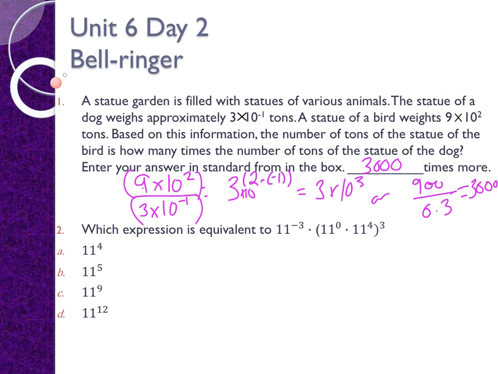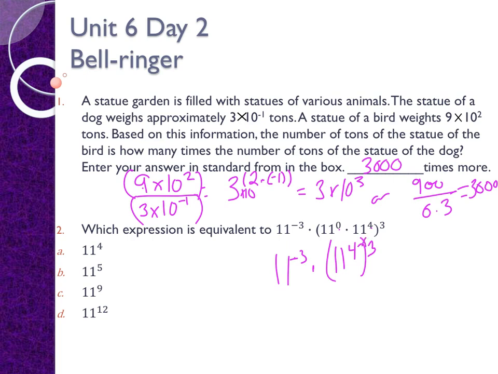Which expression is equivalent to 11 to the negative 3 times 11 to the 0 power times 11 to the 4th power, all raised to the 3rd power? So if we remember my rules here, what I want to do first is my exponents in the parentheses. When our bases are the same, we add our exponents. So 0 plus 4 equals 11 to the 4th, and it's going to be raised to the 3rd: 11 to the negative 3 times 11 to the 4th times 3.